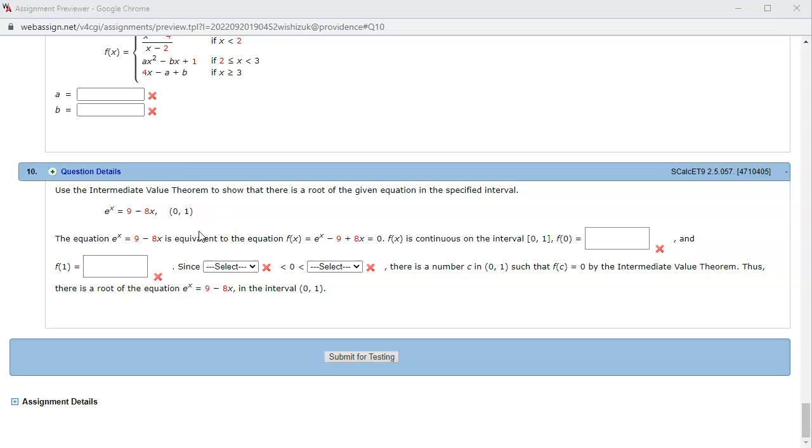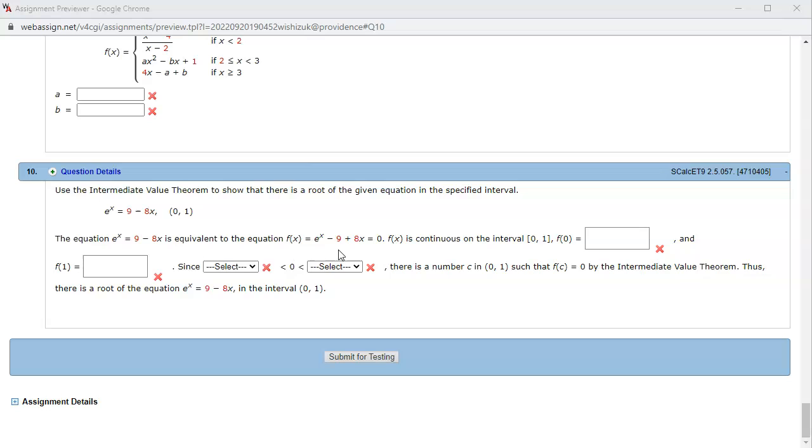What we're going to do is put all the terms on the left hand side so that we have the equation e to the x minus 9 plus 8x equal to 0. This is an equivalent equation to the original equation; it's just that we moved all the terms to the left. Then we're going to call this left hand side f of x.